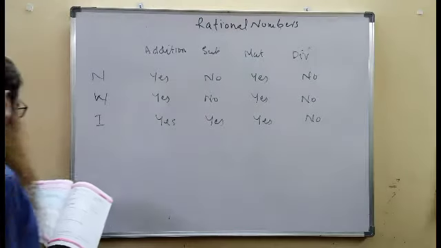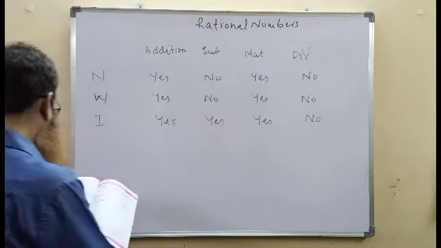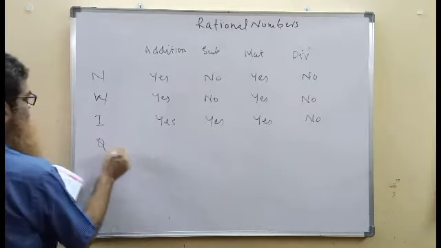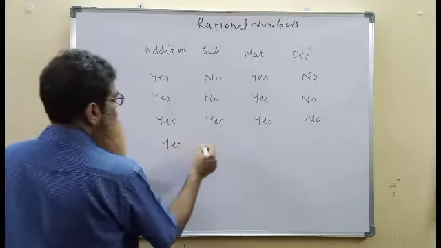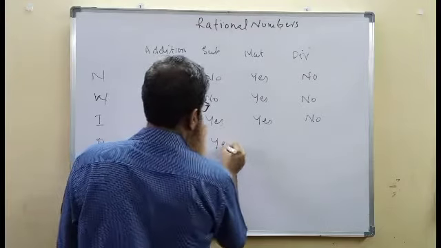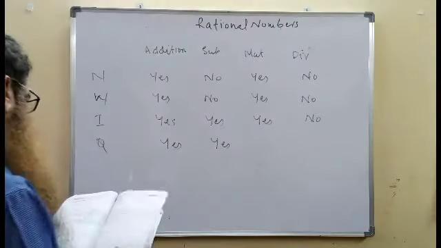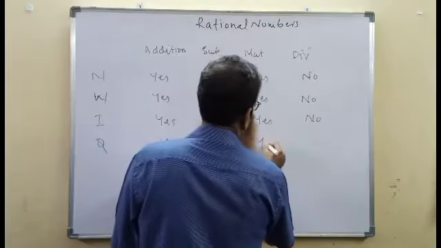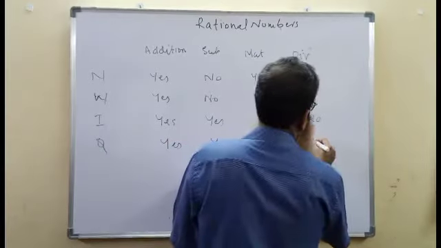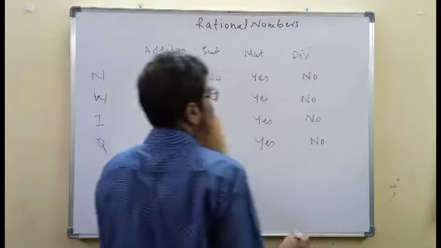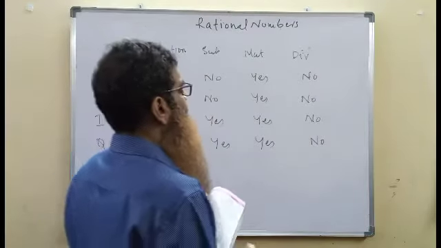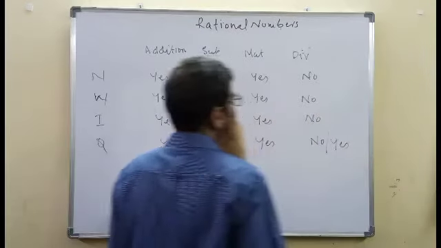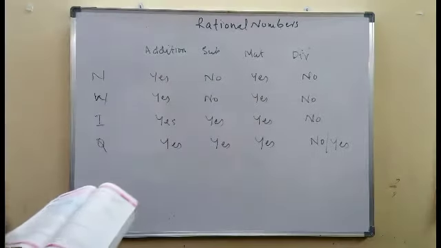For rational numbers, we have checked it. It's closed under addition and subtraction. Also, it's closed under multiplication. It's not closed for 0, but if 0 is excluded from the list of rational numbers, it is closed under division as well.